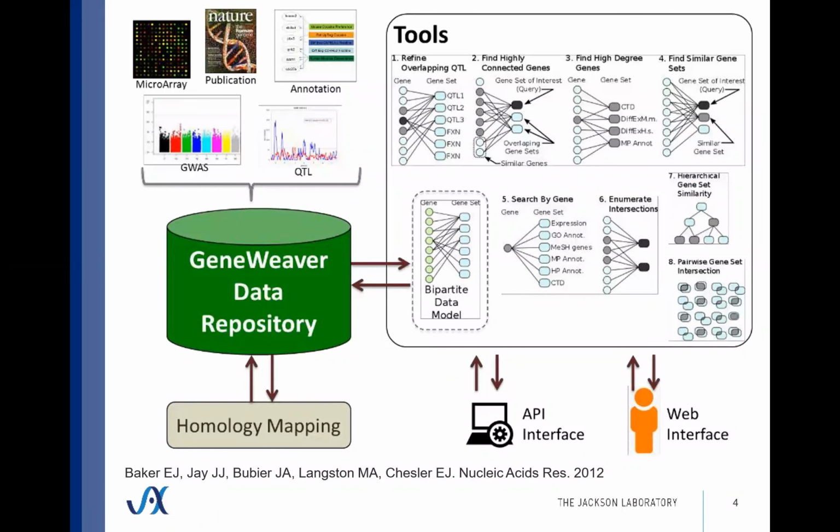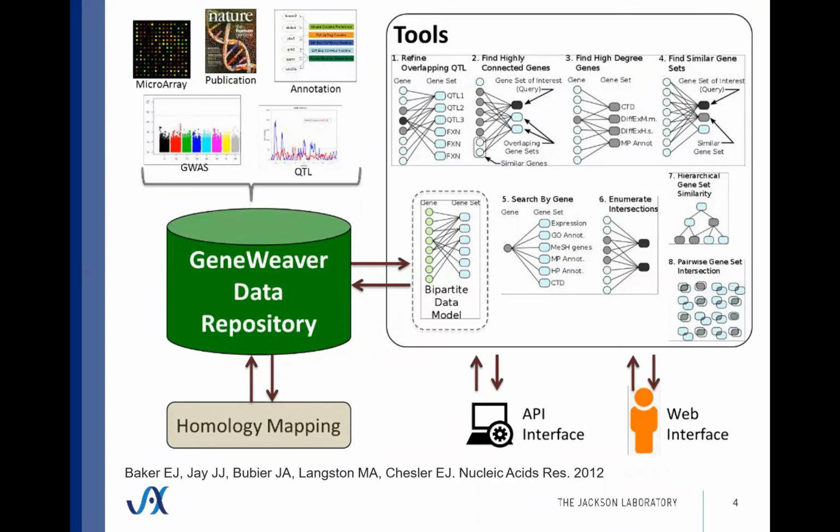So this is a slide from an older paper now in Nucleic Acids Research, but it lays out conceptually how GeneWeaver is built. We have a large data repository that contains functional genomics data represented as gene sets, and it's pulled from a variety of sources. Some published, some from other databases, and some contributed by users and curators.